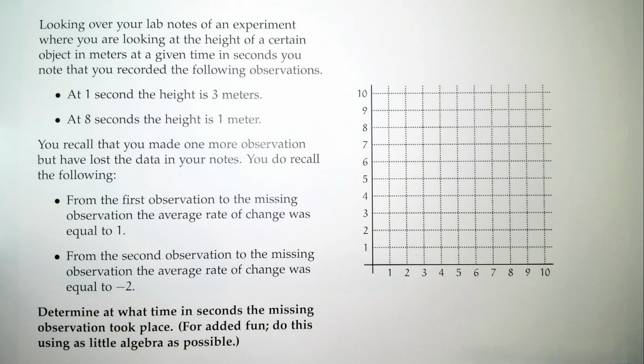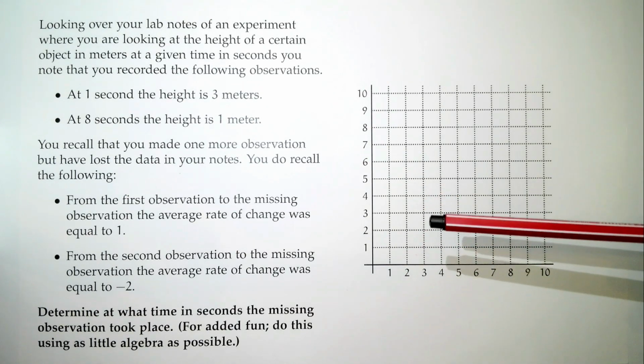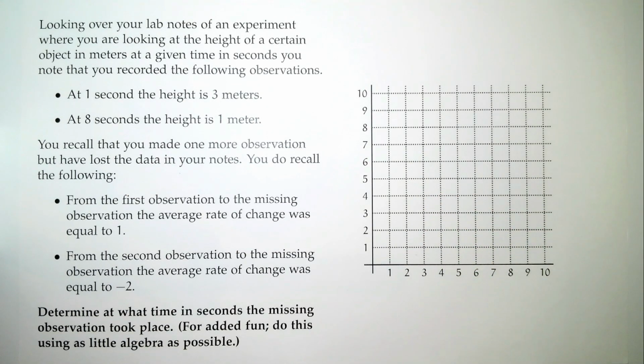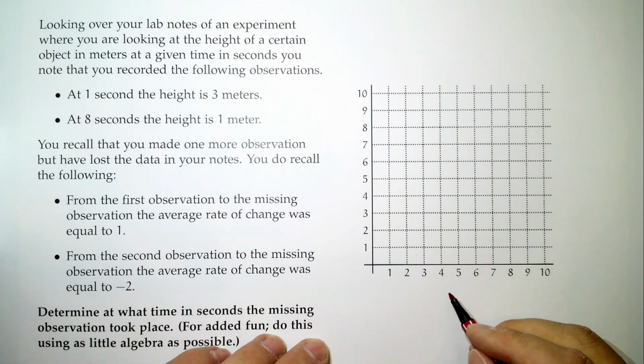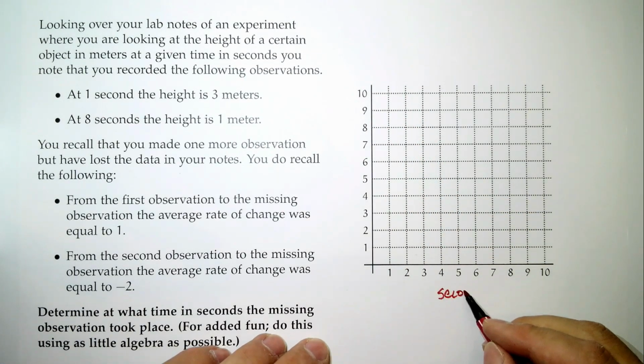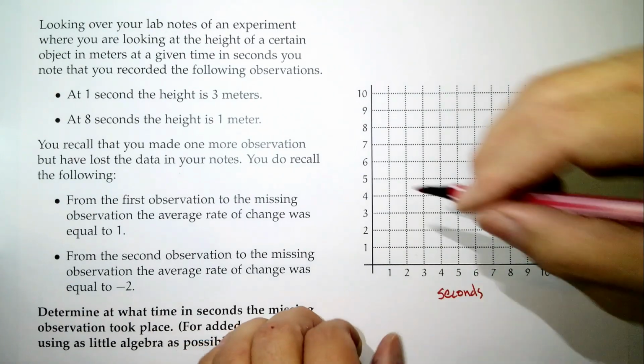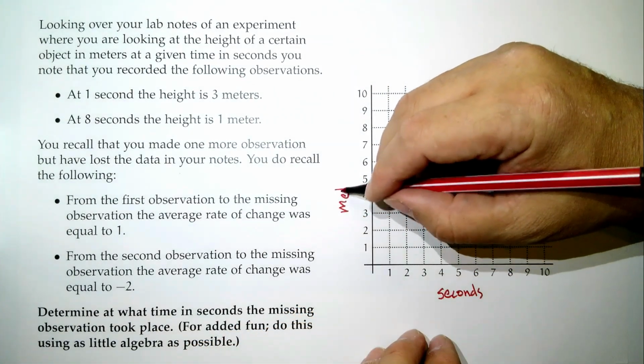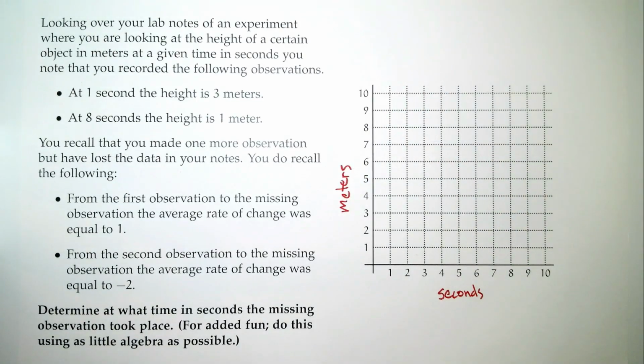So here we go. Looking over the lab notes of an experiment, you're looking at the height of a certain object. It's given in meters at a given time, in seconds. So we can think of they gave us a grid here, which is very interesting. So our input we have is seconds, and our output we have is meters. All right. So we have this data, and we have some data, 2 data points. At 1 second, the height is 3 meters.